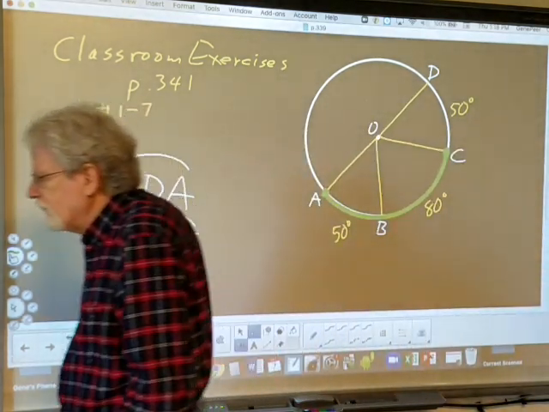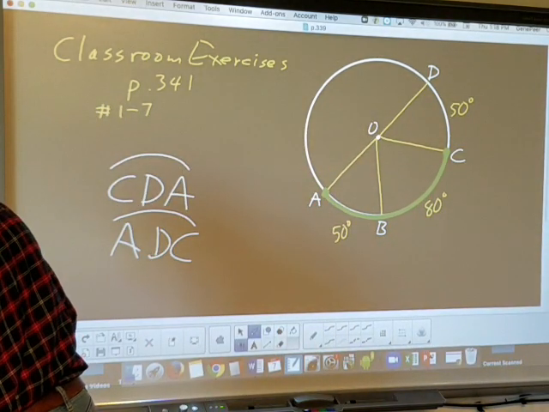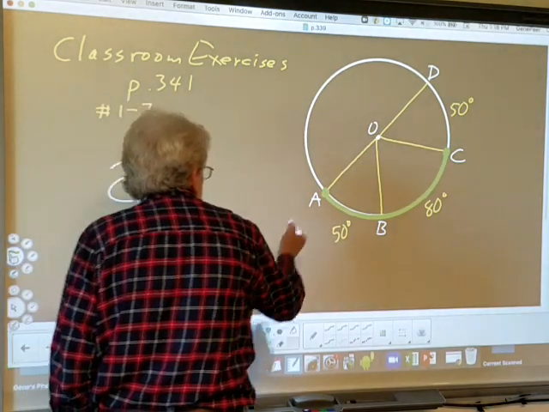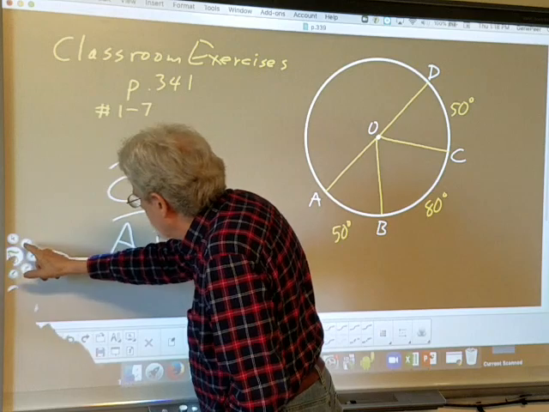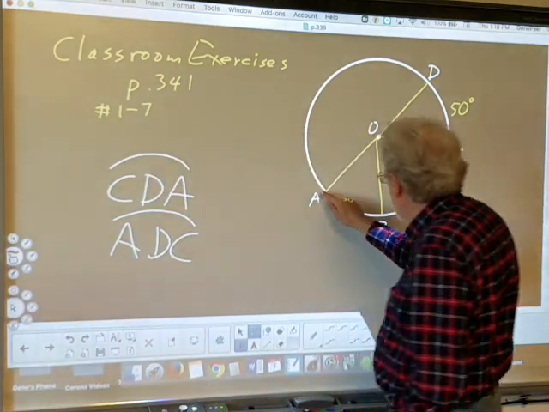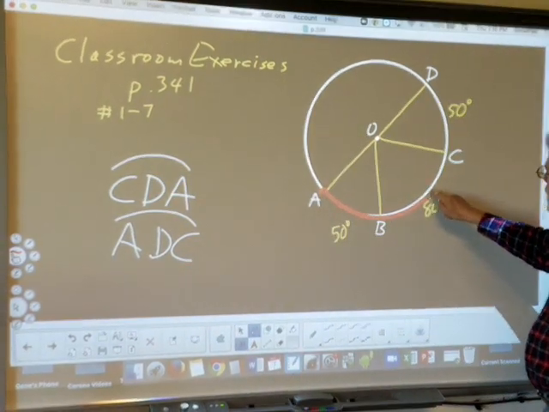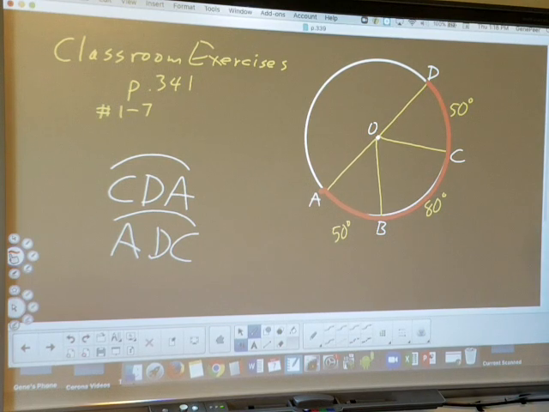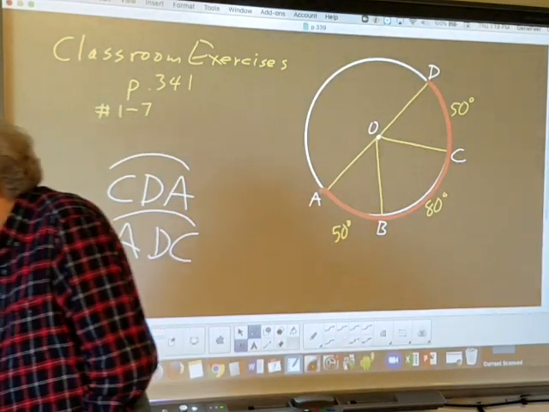Okay, how about number 4, arc ABD. What is arc ABD? Arc ABD is a semicircle. Therefore, its measure by definition is 180. Semicircles all have a measure of 180.